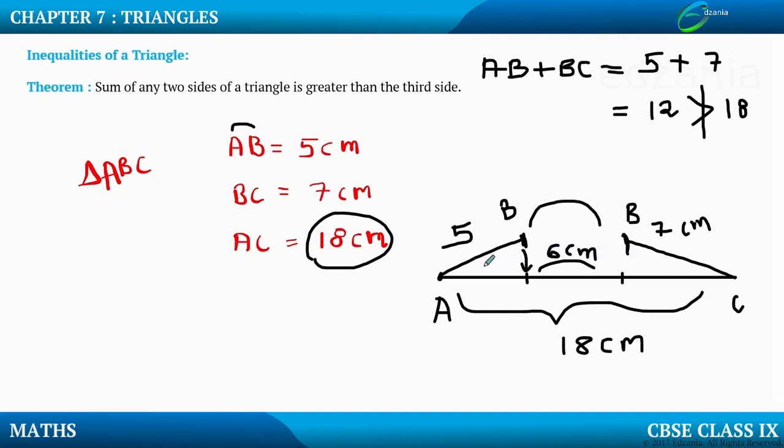Now why this is a gap of 6 centimeter? Because if I'm covering 5 centimeter over here and if I'm covering 7 centimeter over here, 5 plus 7 is going to give me 12. So a gap of 6 centimeters remain. So in this way, always remember, sum of any two sides of a triangle is always greater than the third side.